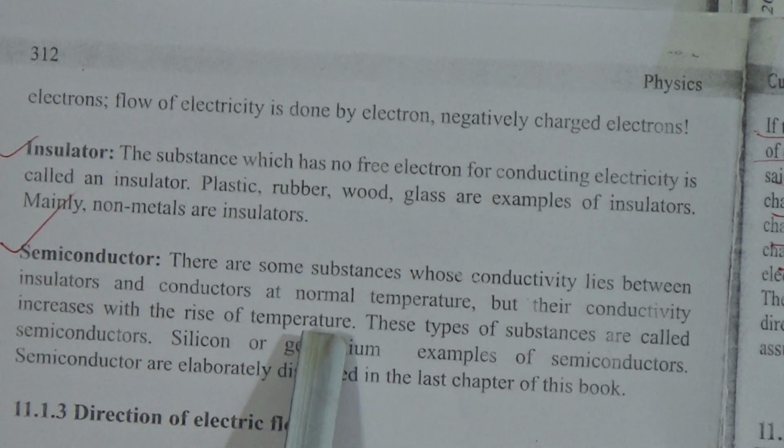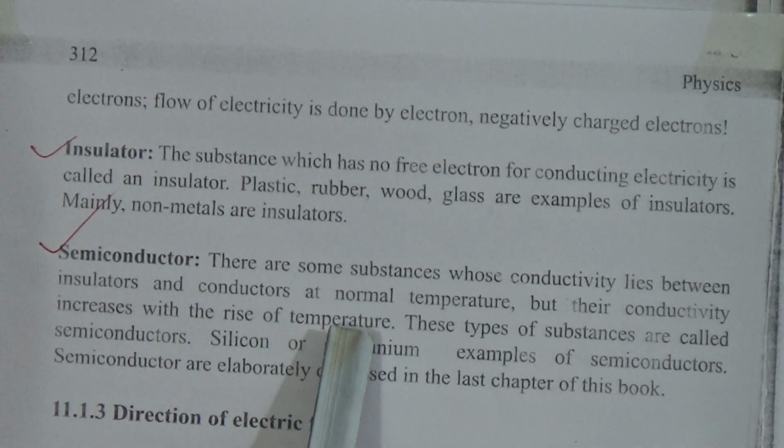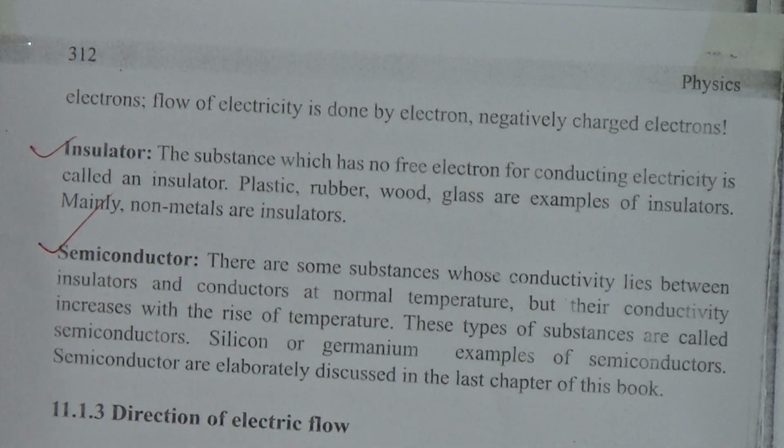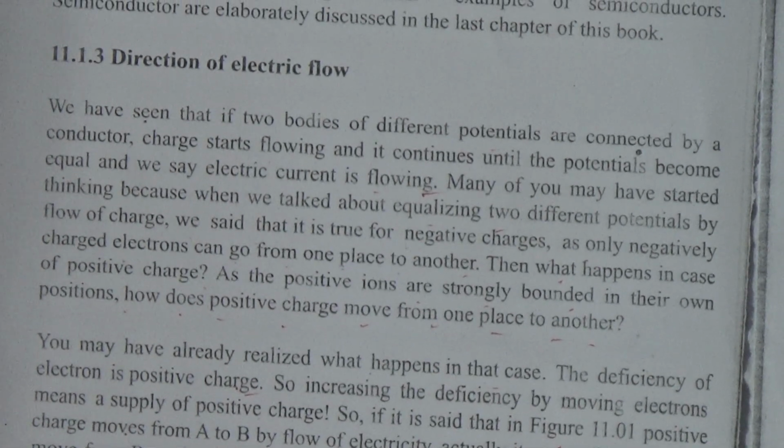These types of substances are called semiconductors, and silicon and germanium are examples of semiconductors. My dear students, now come to the next topic, direction of electric flow.